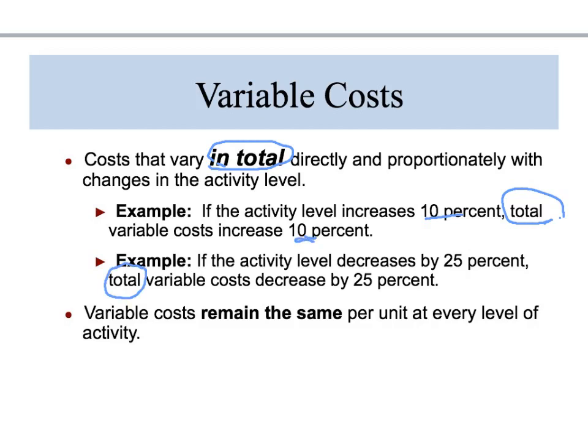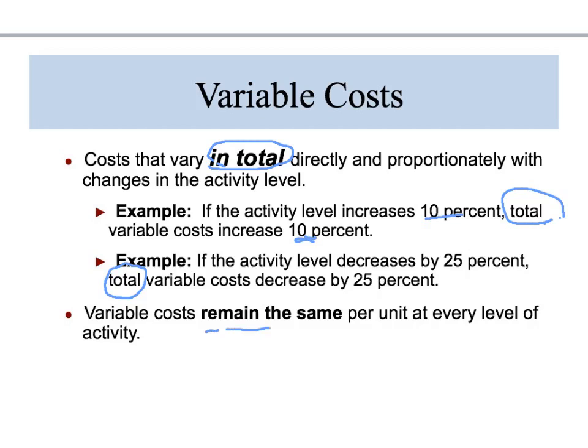Let's assume I'm manufacturing a desk and I'm looking at the cost of wood. Now, I say to myself, if I produce one desk and the cost of wood is 50, if I produce two desks, the cost of wood would be 100. The activity doubled and the cost doubled. If I produce 10 desks, the cost of wood would be 500. The activity went up 10 times and the cost went up 10 times. So we'd say that the cost of wood is a variable cost in total because it changes with activity.